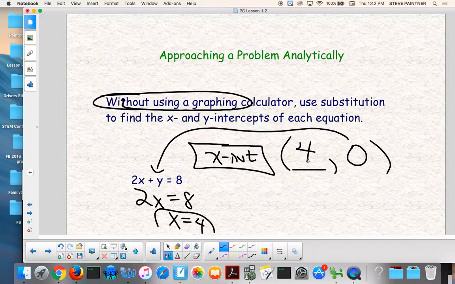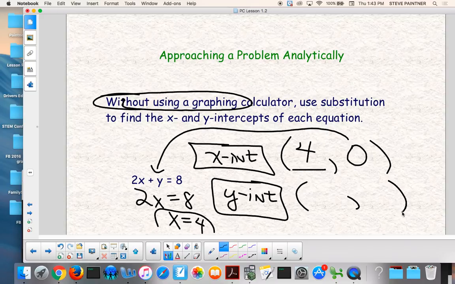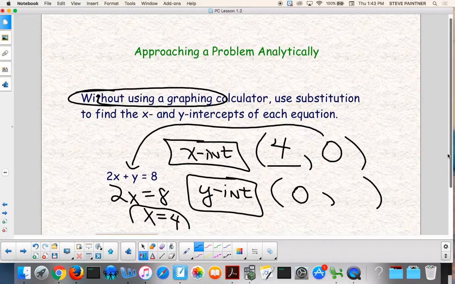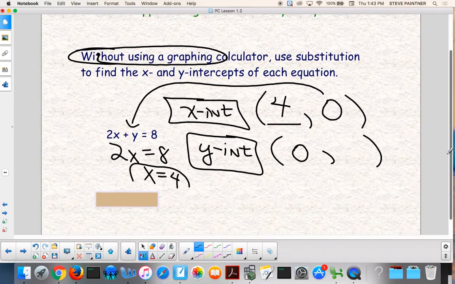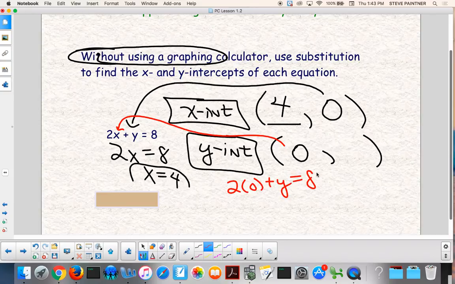When you want the y-intercept, it's the same thing, except what do you know about the y-intercept? This time you plug it in for x. Yeah, 0 is the x value, right? So we plug this one in. If we did that, it's 2 times 0 plus y equals 8. Well, we know this is gone. What's the answer? y is 8. There you go. 0, 8 is the y-intercept. 4, 0 is the x-intercept.